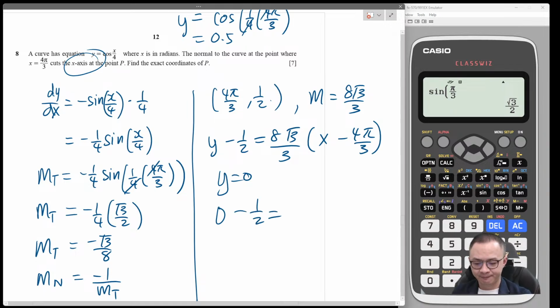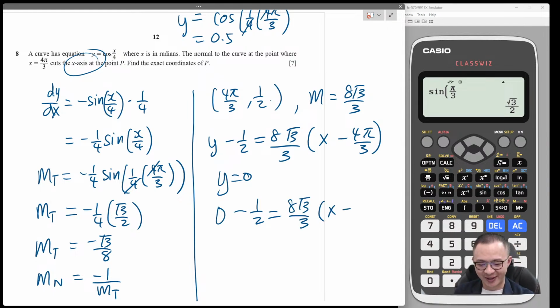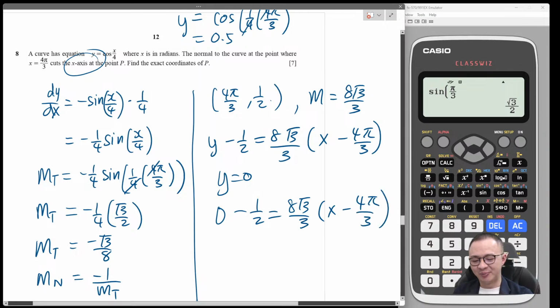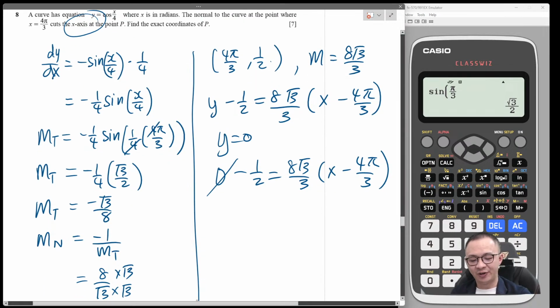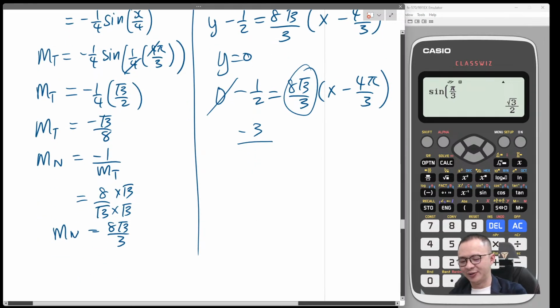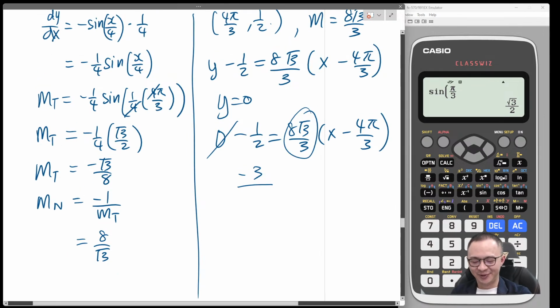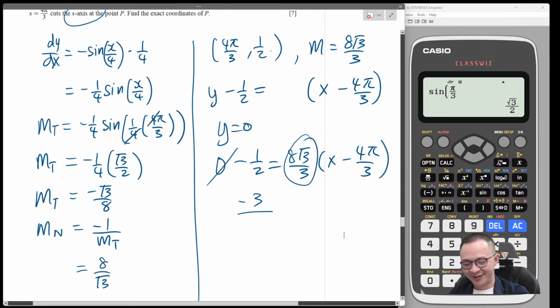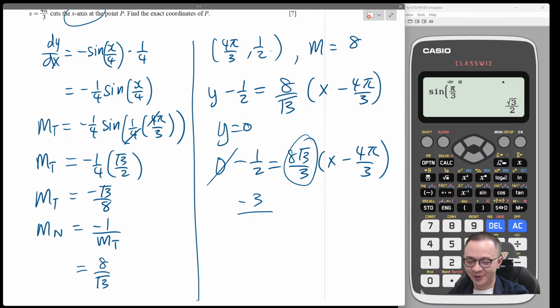So many things to do, man, for 7 marks. Okay, I'm not going to multiply in, because I'm going to move this thing to the other side first. So I should get something like negative root 3. I think maybe I don't need to overdo. I take this one. I don't want to make my life so hard. 8 over root 3, I rationalize at the back. I don't want it to look so complicated to me.